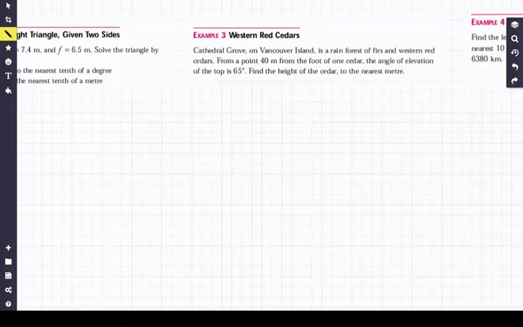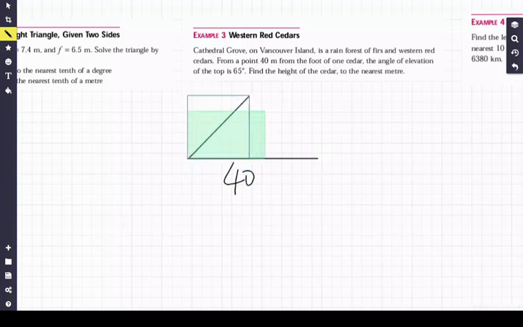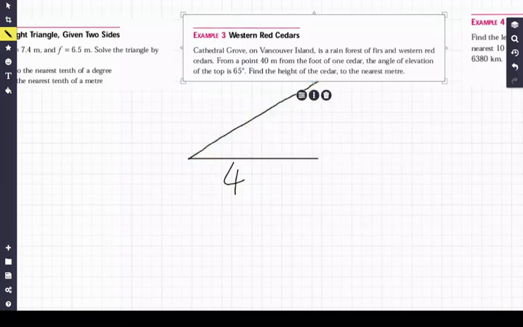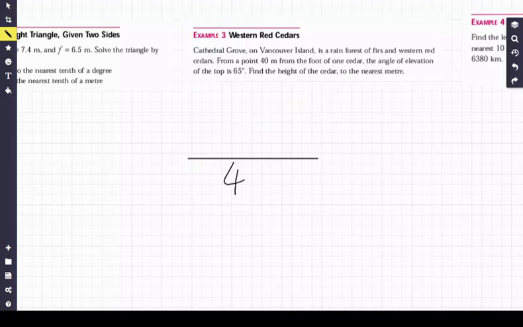So let's go ahead and draw this question. From a point 40 meters from the foot of a cedar, so this is 40, the angle of elevation to the top is 65 degrees. Since we assume this western red cedar is straight, we're gonna draw this. So we're gonna try to find this. This is our x here. And this is 65 degrees.